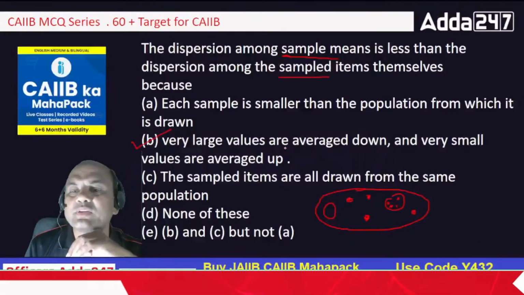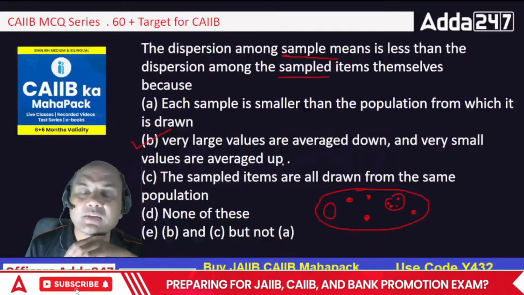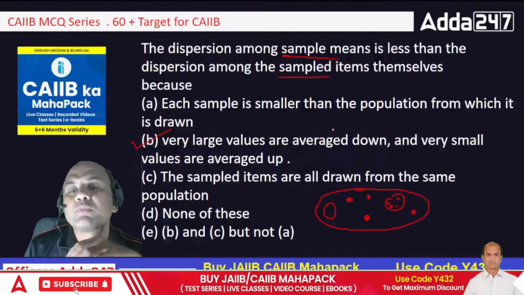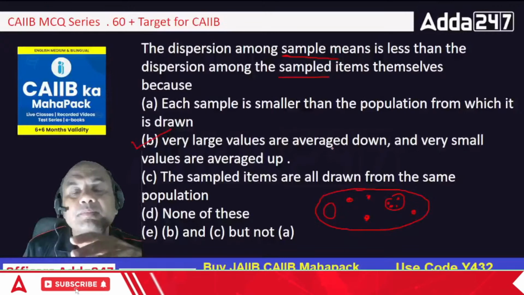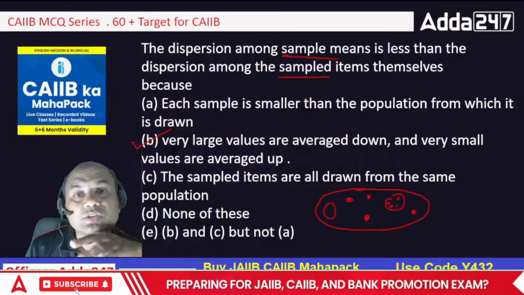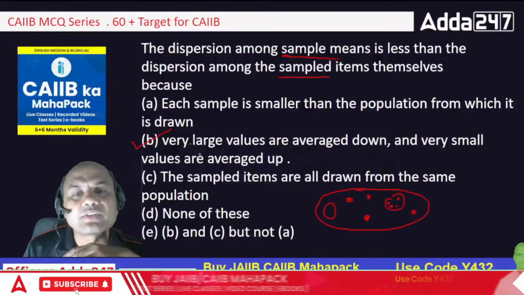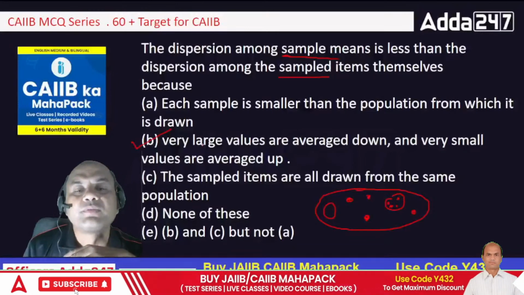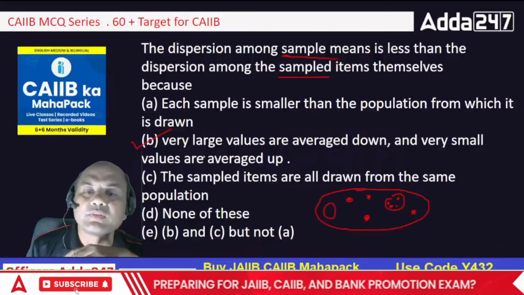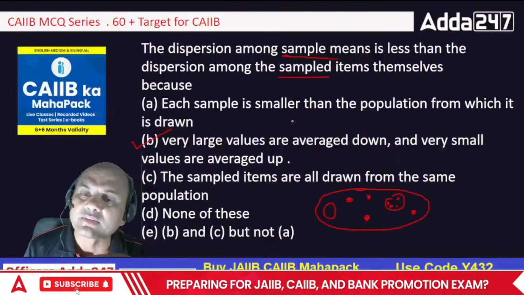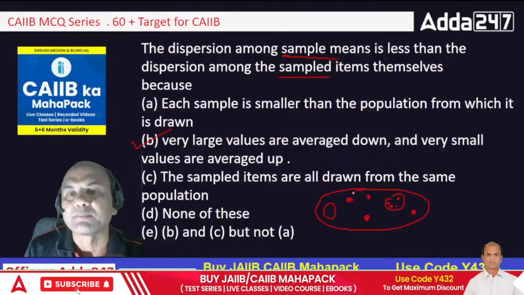It is B. Very large values are averaged down and very small values are averaged up. So this is the basic rule. The one who is bigger is brought down, the one who is smaller is brought up. The same thing is used over here. The ones with very large values are averaged down and the ones with small values are averaged up, and that is the reason we have closeness in the samples.